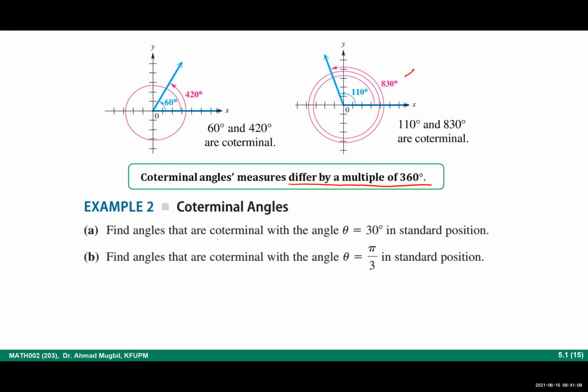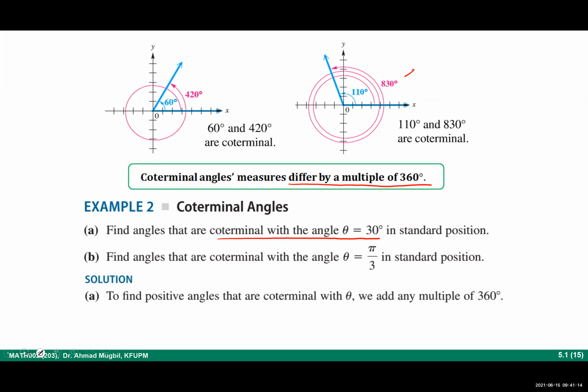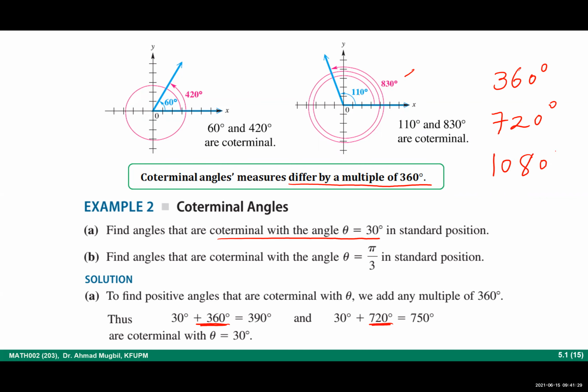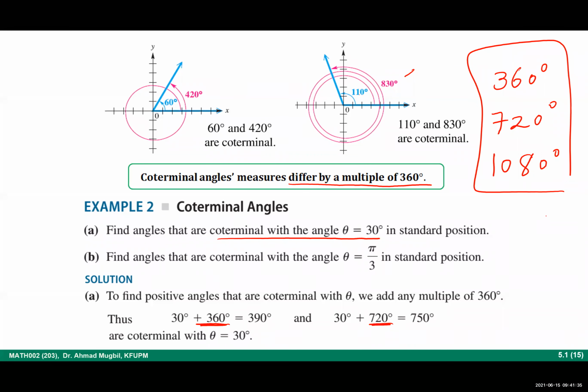Find the angles that are coterminal with 30. What we will do, we will add 360 degrees. We will add it one time. If you want more, add it twice. And you should know, ya Shabab, from now, what are the multiples of 360? 360, if you add it again, what will you have? 720. If you add it one more, you will have 1080. Mostly, these are the three multiples of 360 that we use.